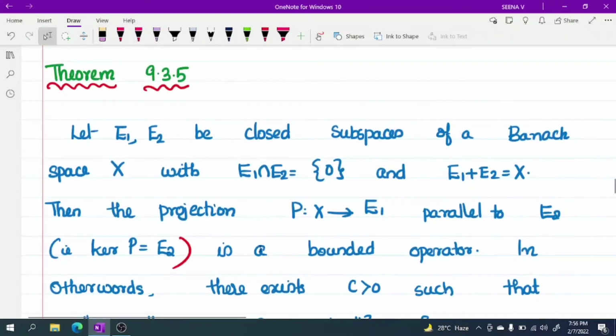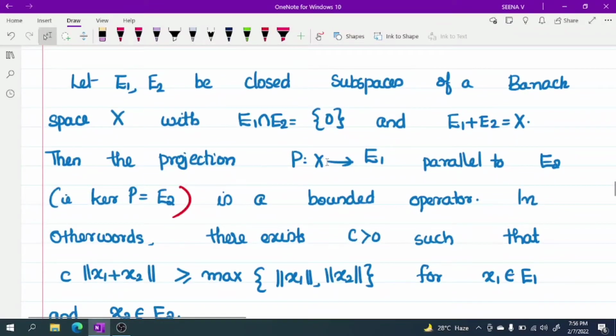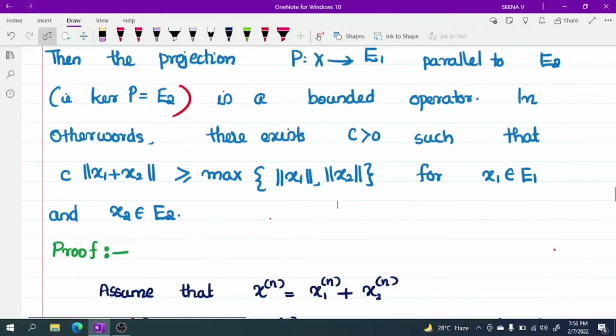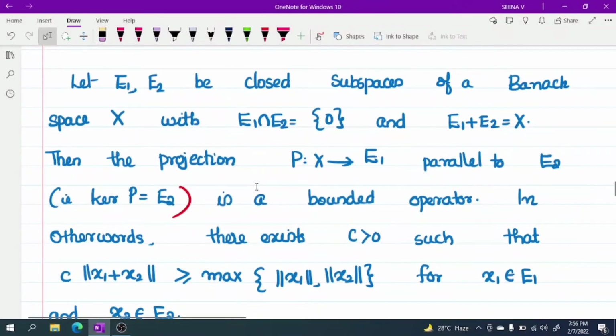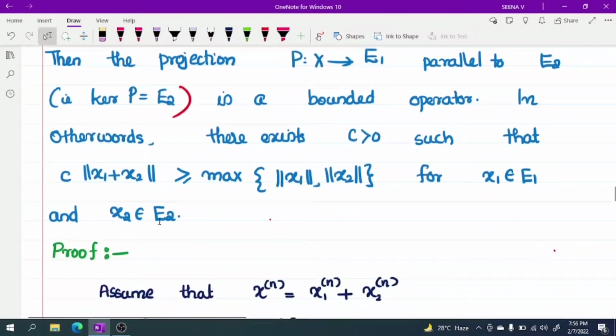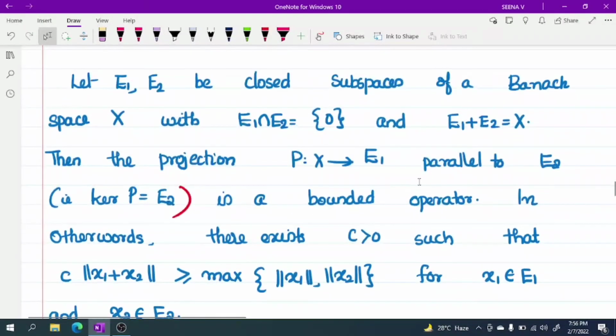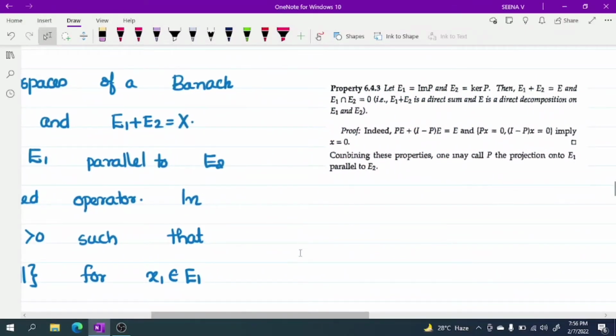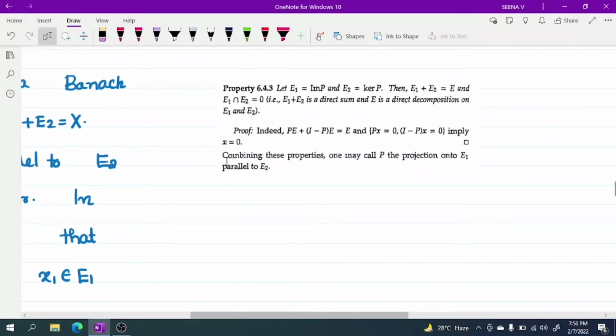So we are going to prove this, and we have P from X to E1 is a projection map and it is parallel to E2. Okay. So what we have to prove? We have to prove this result. For proving this, we are going to prove that this projection is a closed graph operator. For this, we have to take a sequence to prove P from X to E1. Here I have written the definition of projection. Let E1 equal to image of P, E2 equal to kernel of P.